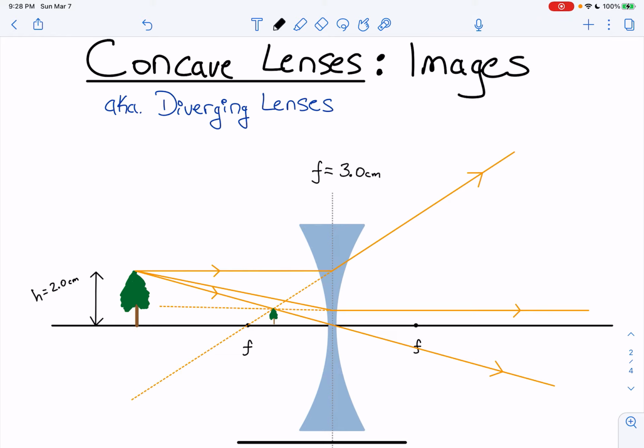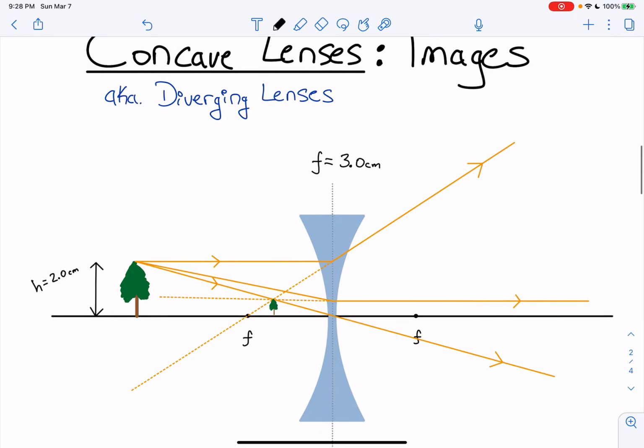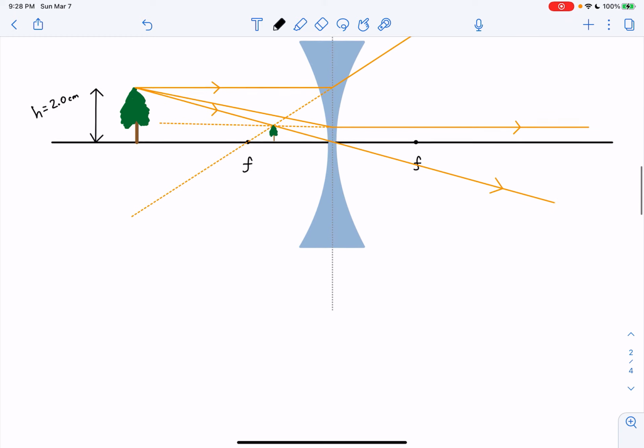As before, we're going to use the thin lens equation. The thin lens equation is 1/s + 1/s' = 1/f.